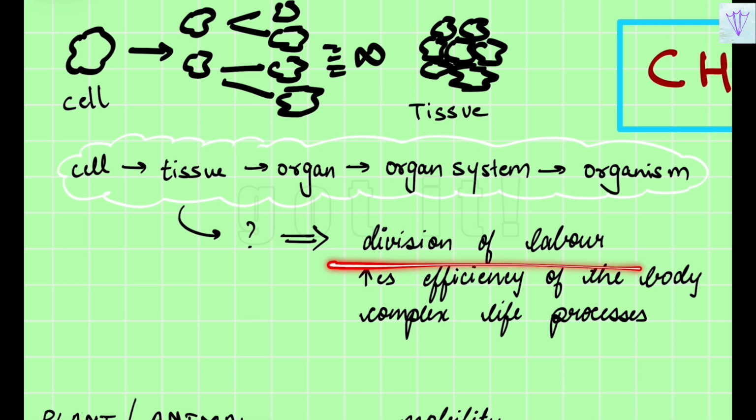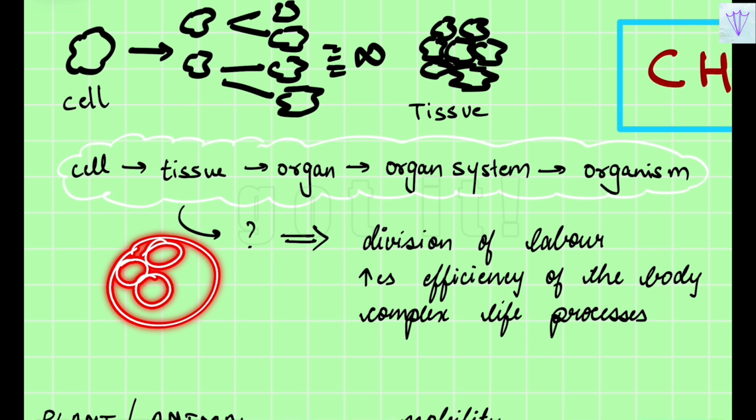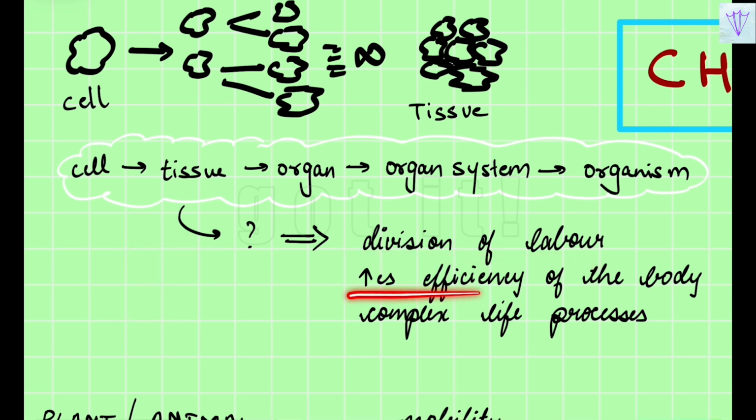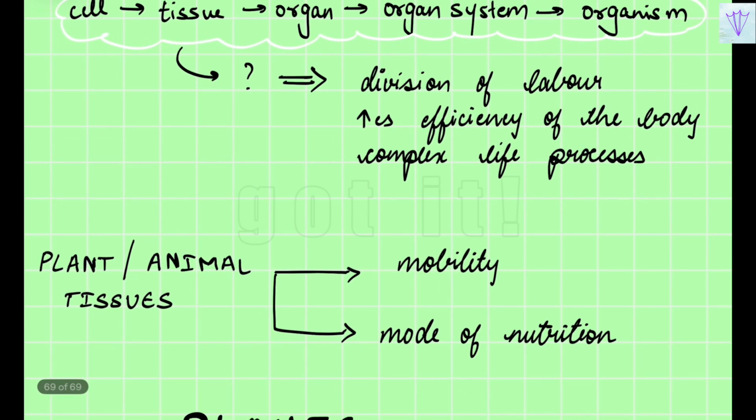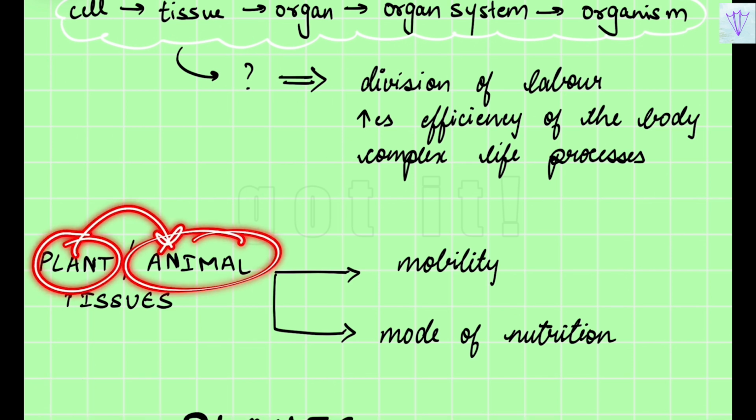It is for the division of labor, because not every cell will perform every function which happens in an organism. So the group of cells will be for performing a specific function. There is a division of labor, and it increases the efficiency of the body, and the complex life processes will be happening. But there will be different kinds of tissues in both plants and animals.